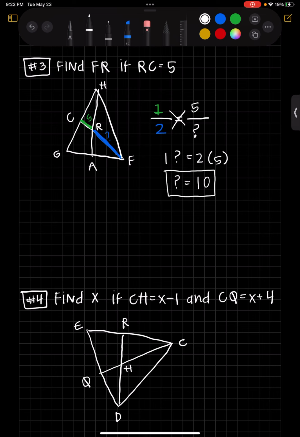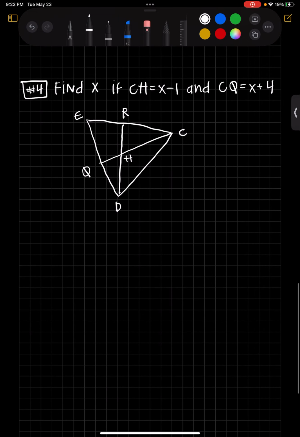All right, now let's look at the fourth example. So it says find x if CH is equal to x minus 1 and CQ is equal to x plus 4. So once again, we have CH, which is the longer part, or the 2 parts portion. And we know that is x minus 1. And then we also have that CQ, which is the entire line, is equal to x plus 4.